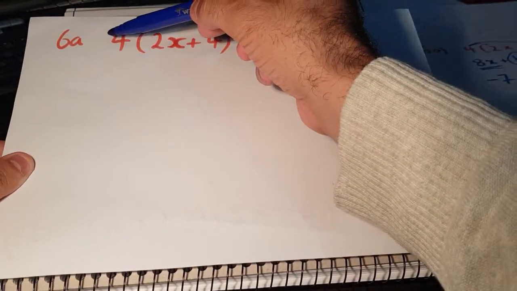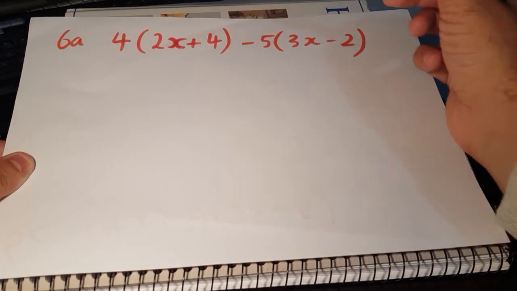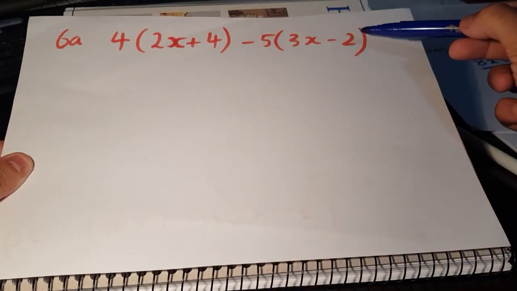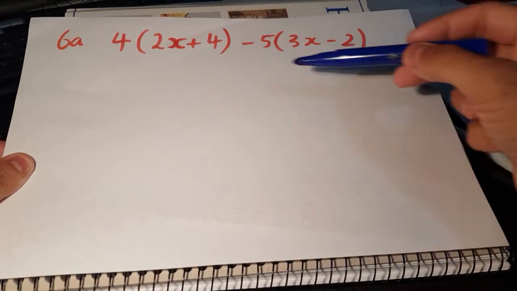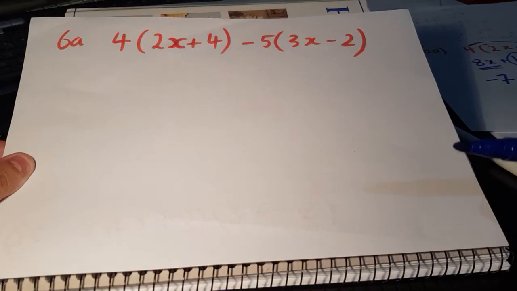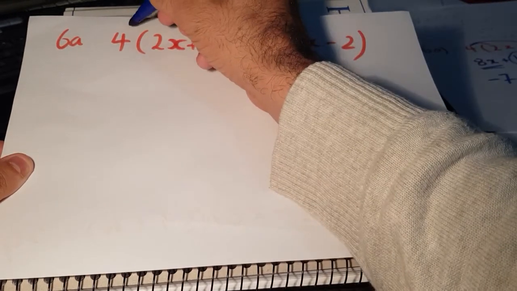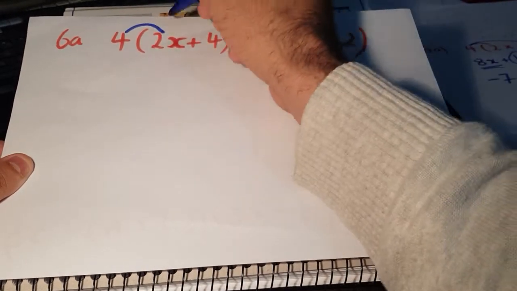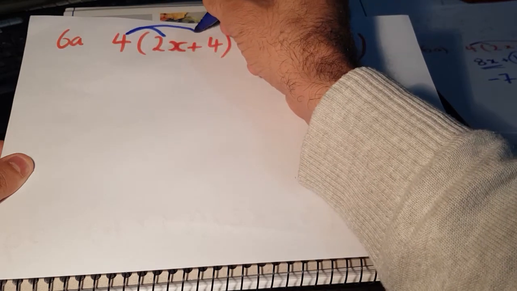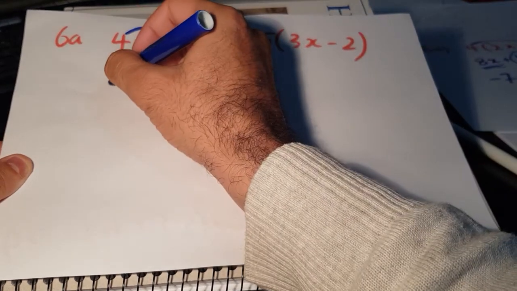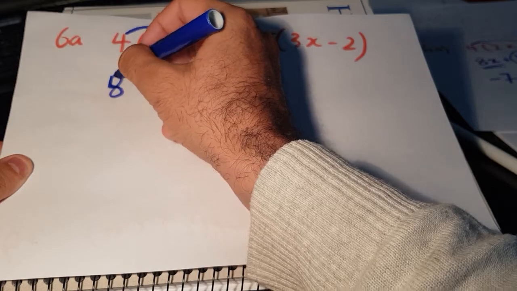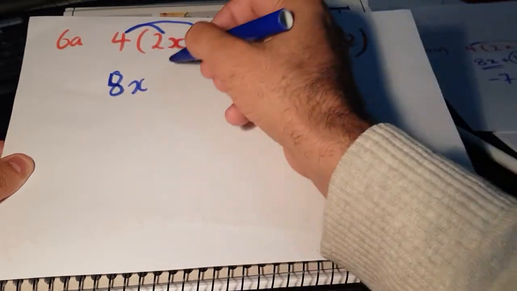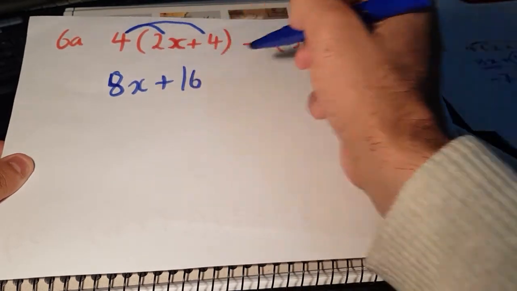So the aim is to actually expand the brackets. And then once I've expanded the brackets, we simplify it and then we get our answer, inshallah. So first thing that I'm going to do is multiply 4 by 2x and then 4 by 4. So 4 times 2x is 8x. And 4 times 4 is positive 16.